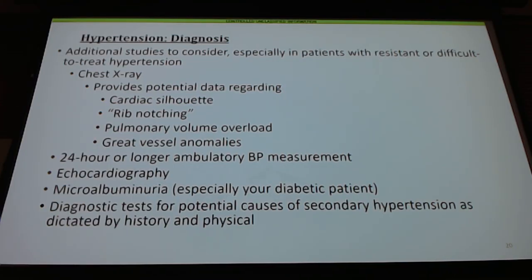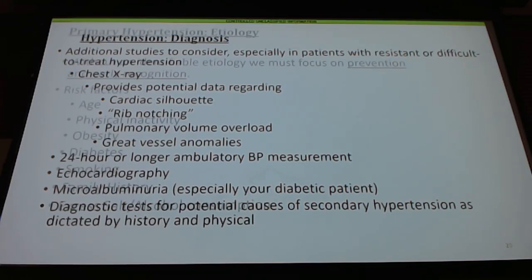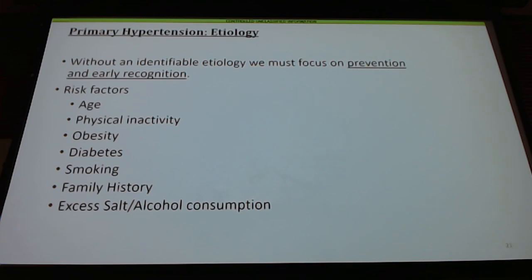So a couple of things, there's a couple of additional studies that you can order when you diagnose somebody with new hypertension. Other things you want to look at is look for additional risk factors that may prompt you to want to address their overall health. So smoking history, let's talk about smoking cessation. Let's talk about weight issues and those kinds of things.